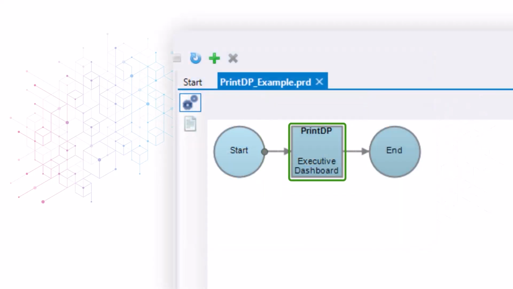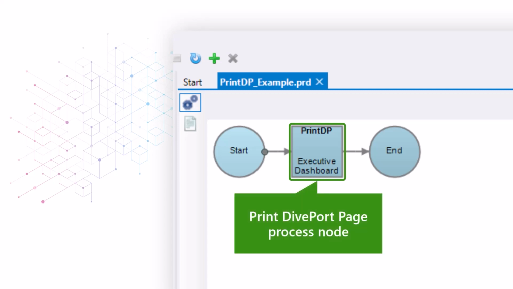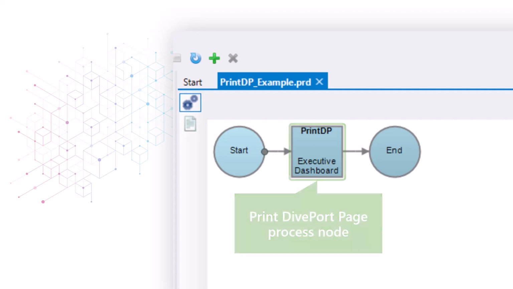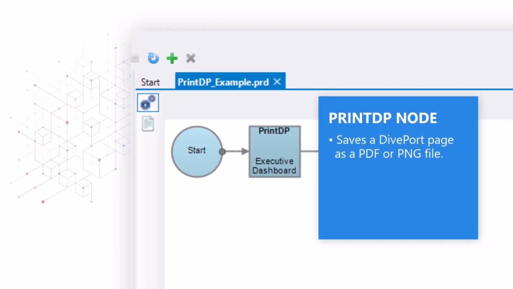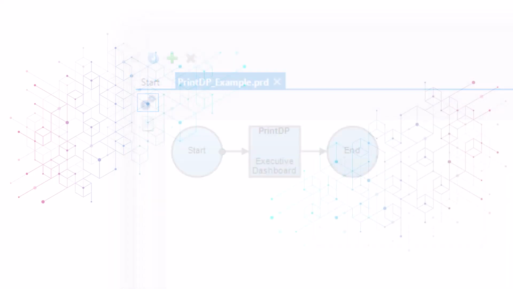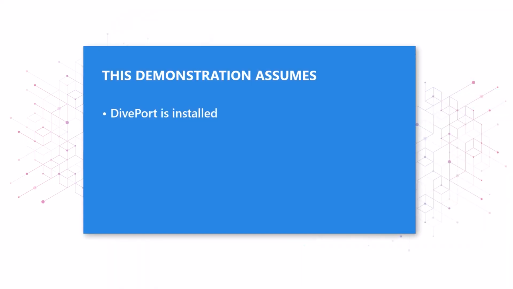The production script element that lets you perform these tasks is called the Print DivePort Page process node. The Print DivePort Page process node saves a DivePort page as a PDF or PNG file and lets you define a mailing list to which to send the file. Note that this demonstration assumes that DivePort is installed on your DiveLine server and that an administrator has designed and set up the DivePort portal that includes the page you want to save as a file.